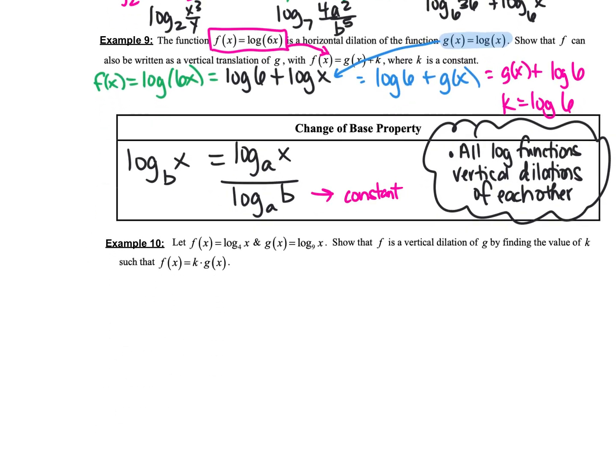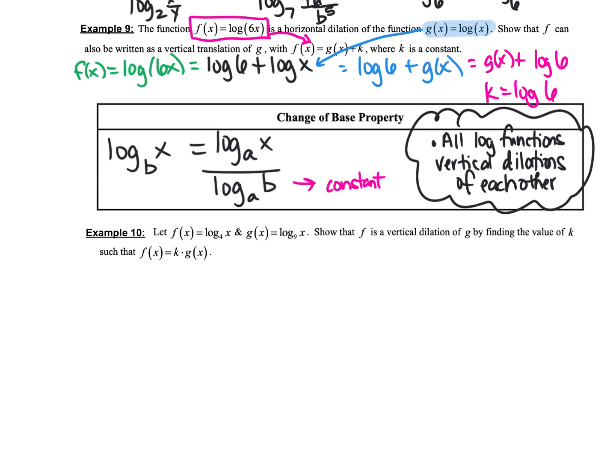Okay, so let's take a look at this last, well, close to last one. We got two more after this. So it says, let f of x equal log base 4 of x and g of x equal log base 9. Show that f is a vertical dilation, all right, of g by finding the value of k such that f of x is equal to k times g of x. All right, lots of words. Basically, it wants me to change the base on f. All right, what base does it possibly want me to use? Well, we're going to look at g. What base does g have?